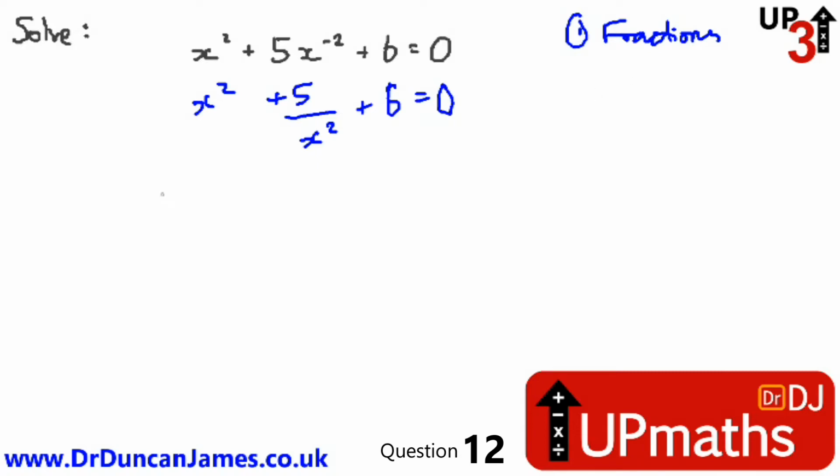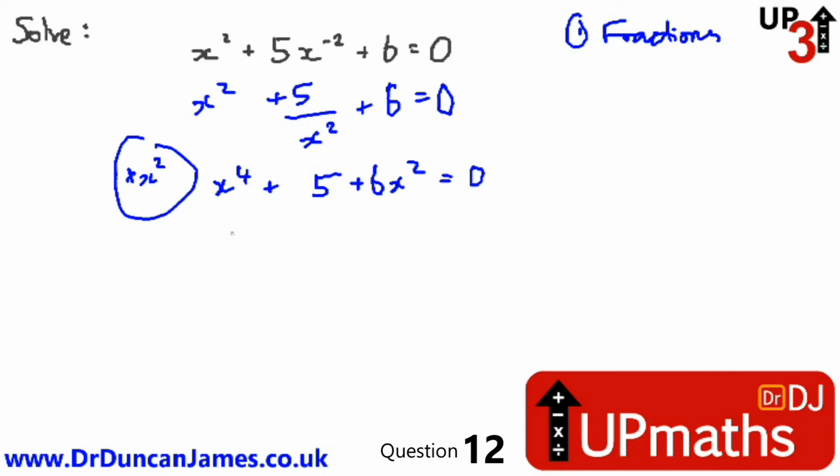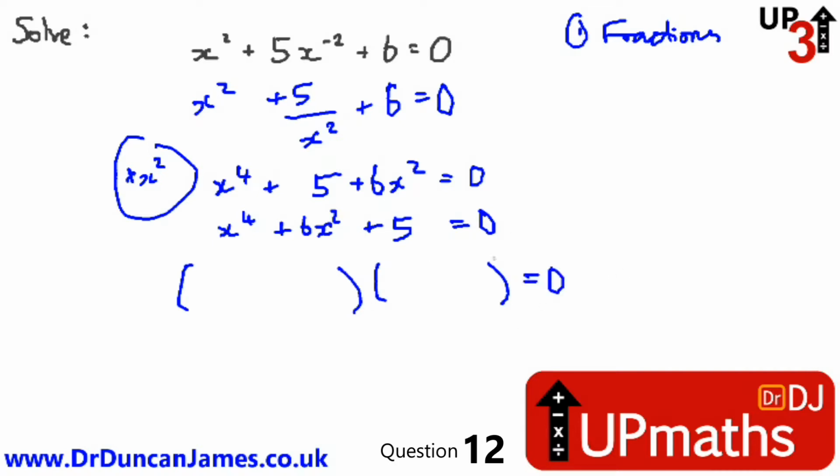So let's deal with the fractions, so we'll times everything by x squared, so then we get x to the 4 plus 5 plus 6x squared equals 0. Let's just reorder that so it's more familiar, because you normally go from high to low powers of x. And that will factorise, because we know it's an x squared type, it's not just an x. So if we follow our method, we get rid of the brackets, and then we go, is it an x or an x squared? We spot that it's an x squared, so we make it equal to 0, and then we try and factorise.